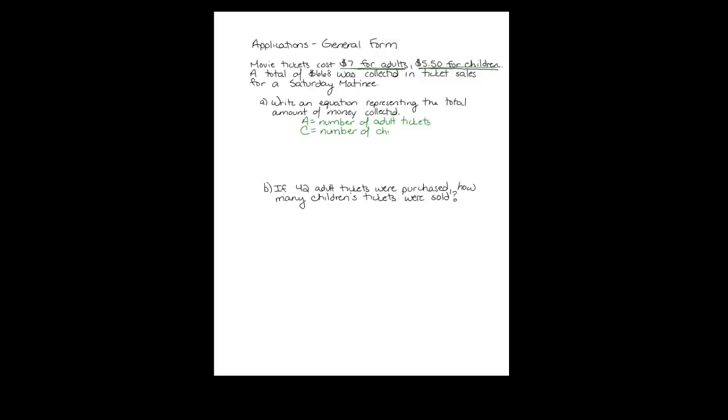of children's tickets sold. You could always use X and Y, but I find it helpful to use letters that actually remind me of what they represent. So A for the number of adult tickets, C for the number of children's tickets.